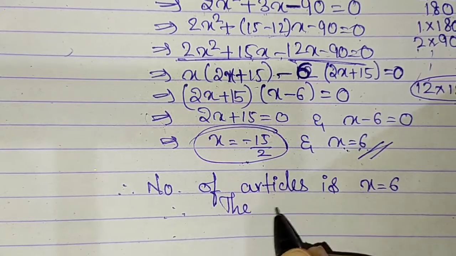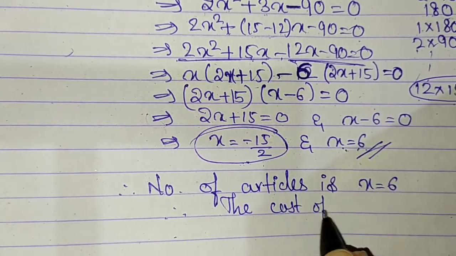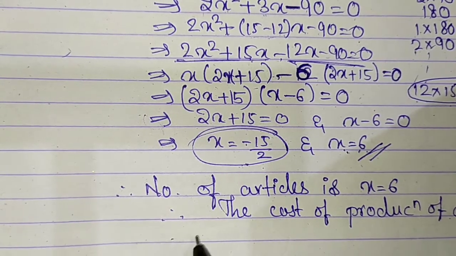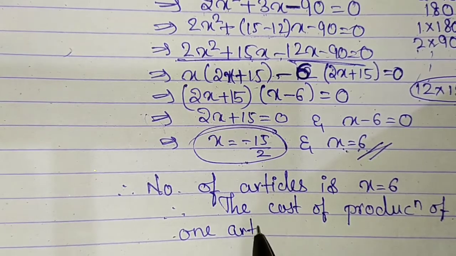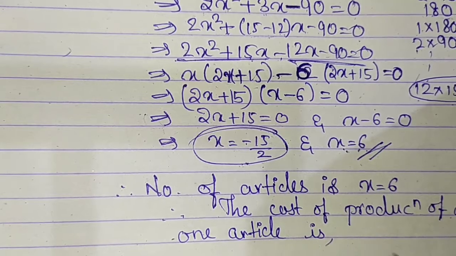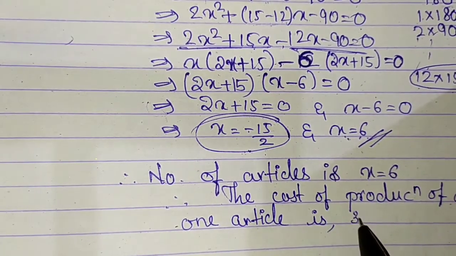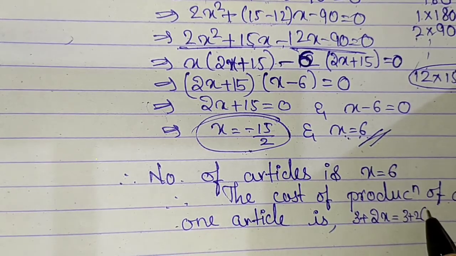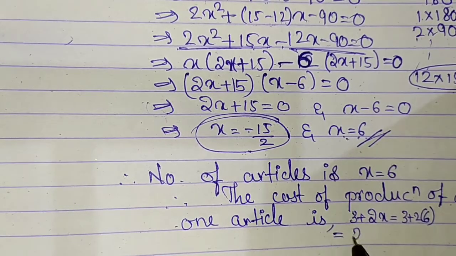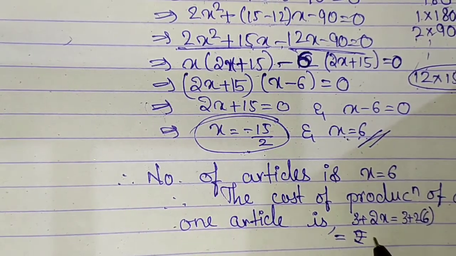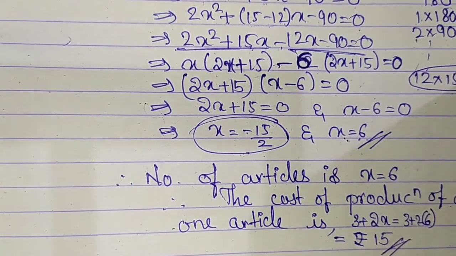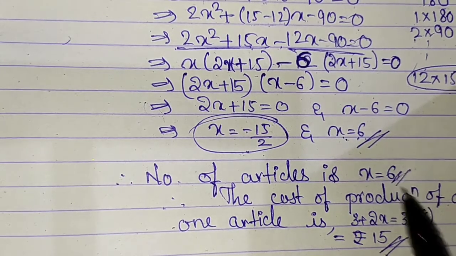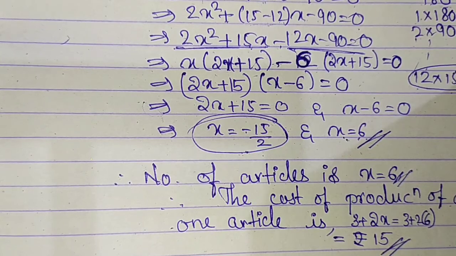Therefore, the cost of production of one article, we know that it is 3 plus 2x, which is equal to 3 plus 2 into 6. So which is equal to rupees, 2 sixes are 12, 12 plus 3 is 15. So the cost of producing a single article is rupees 15. So this is the required solution for the sixth question.